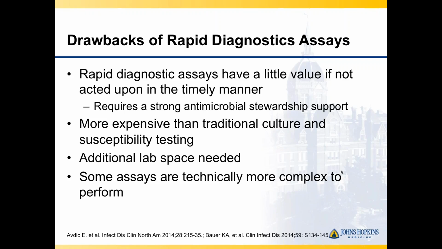They're more expensive than traditional culture and susceptibility testing, so there's a cost of getting the machine or instrument into your lab, finding a space for that machine or instrument, and then there are additional test supplies that you use per patient. There is, like I said, additional lab space needed, and some of the assays are more technically complex to perform, so some of those tests may require additional training for technicians to make sure that they're done accurately. But as we go through time, those technologies are also improving, and those tests are becoming easier to perform.